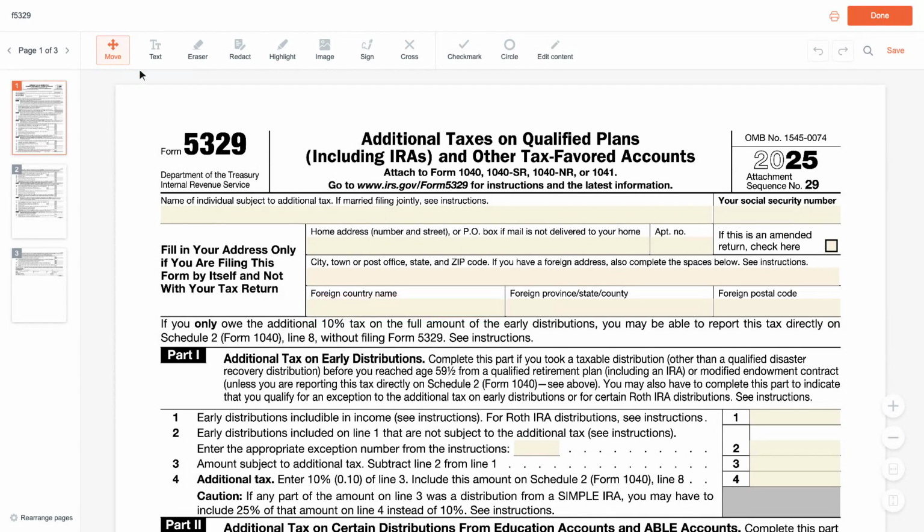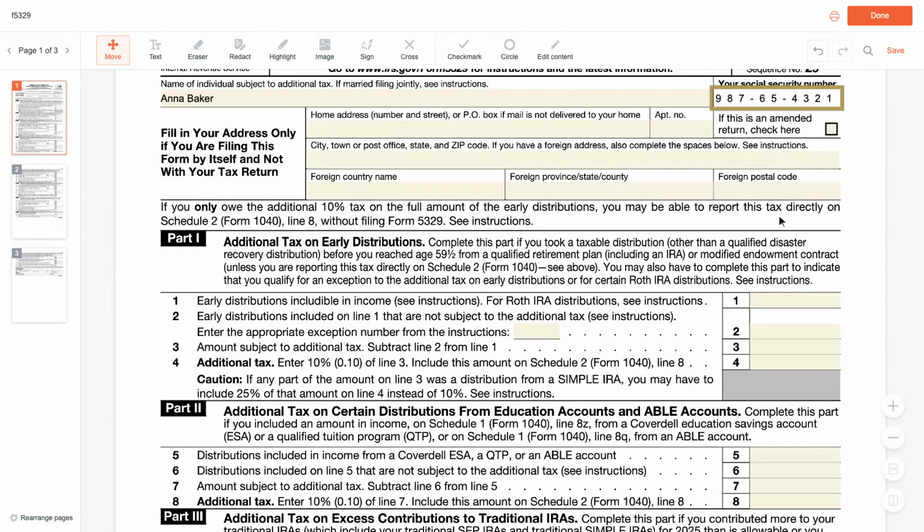At the top, enter your name and social security number exactly as they appear on your Form 1040. Part 1 is about early distributions. Line 1 is the amount from your retirement account that was included in your taxable income, which you find in Box 2A of your Form 1099-R. Anna withdrew $10,000 from her traditional IRA early, so she enters $10,000 here.